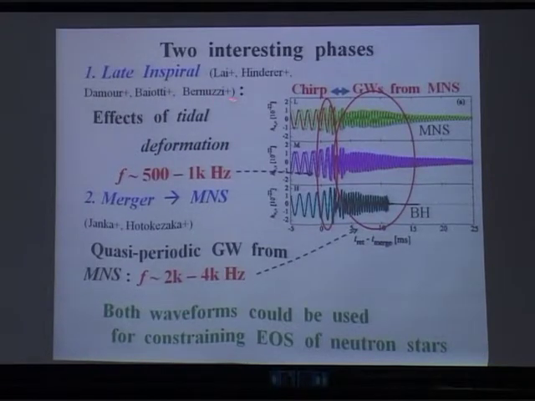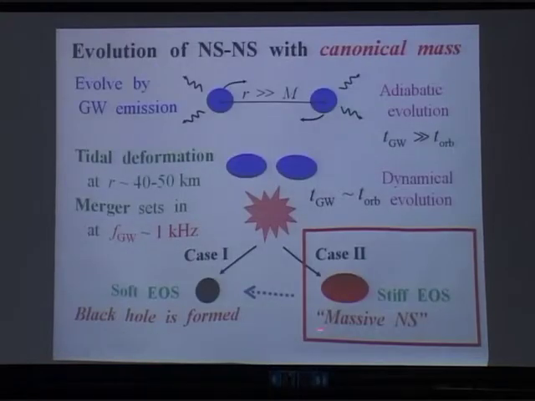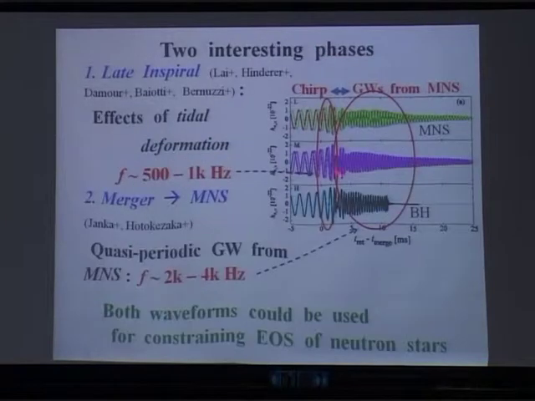Okay, so the important point is that a massive neutron star is often formed after the merger of a binary neutron star with canonical mass. And for such a case, the gravitational wave becomes something like this. This is a chirp signal. These gravitational waves are emitted during the inspiral of two neutron stars. And this is the gravitational wave from the massive neutron star. The massive neutron star is rapidly rotating, and it usually has ellipticity. As a result, strong gravitational waves are emitted like this.